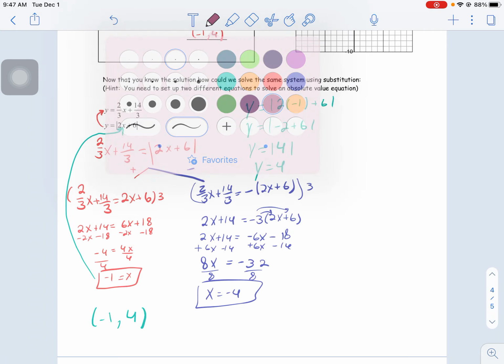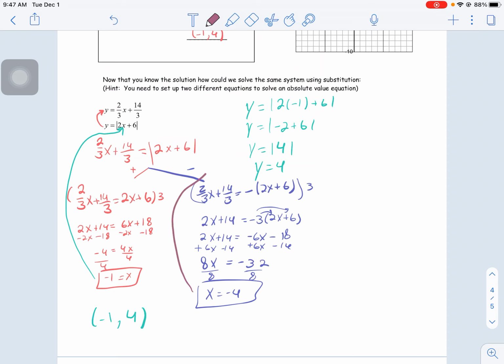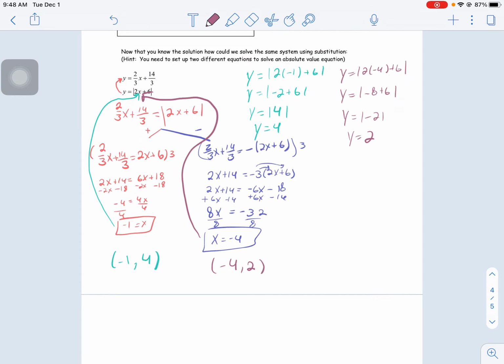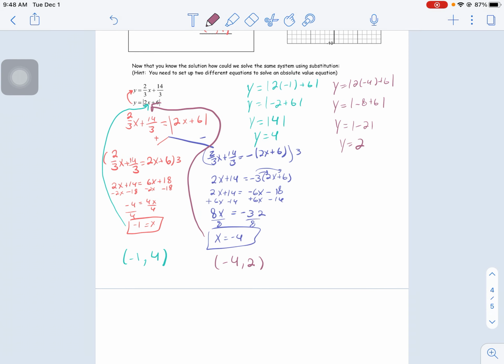Awesome. The next point, I'm going to plug -4 into the absolute value equation now. So that gives us y is equal to the absolute value of 2 times -4 plus 6. So y equals the absolute value of -8 plus 6. So y equals the absolute value of -2. So y is equal to 2. So then this answer is going to be -4, comma positive 2. All right, and then those would be our two solutions to the system.